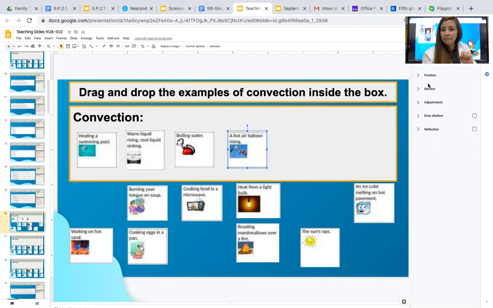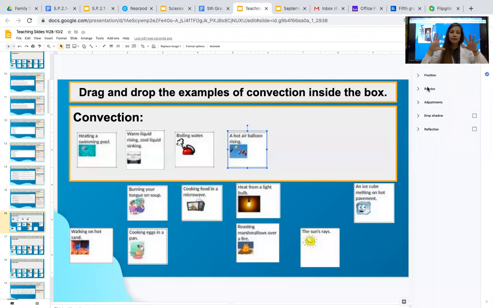Yes, Nellie, there's more than one more. Those are the only examples. Tell me the other one you think it is so that we can clarify any misconceptions. Heat from a light bulb. Okay, so heat from a light bulb.